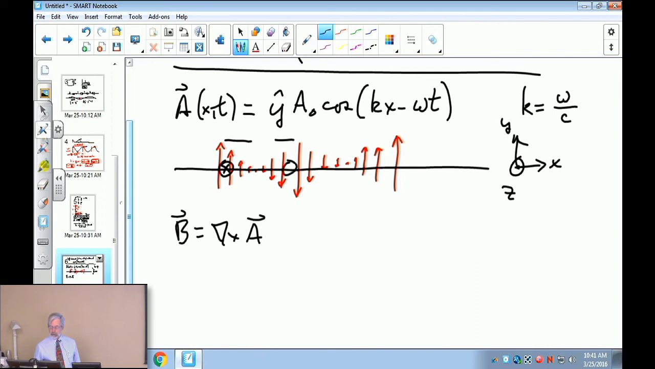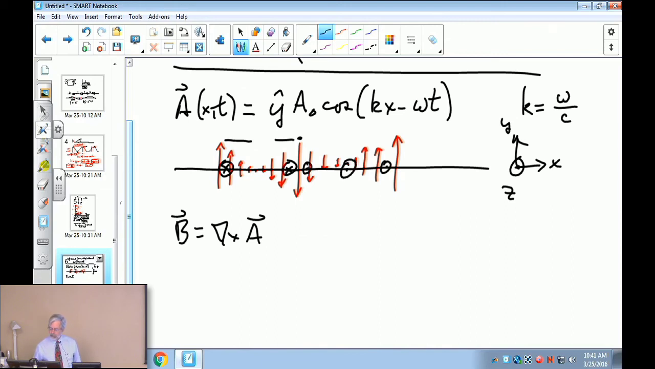It's still into the board. Right at this place here, is there a curl? Right at that location. Now, where the A is a maximum, there's no curl, because the derivative of A with respect to x is 0, because A is a maximum or minimum.